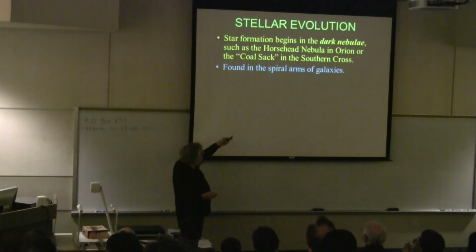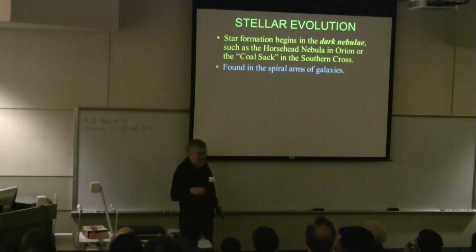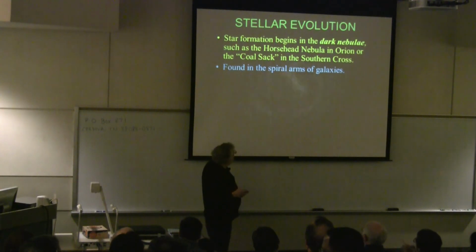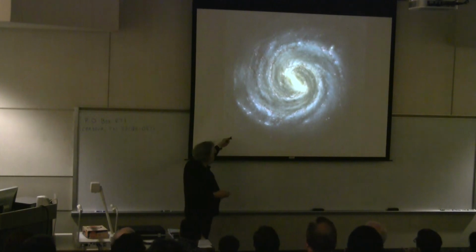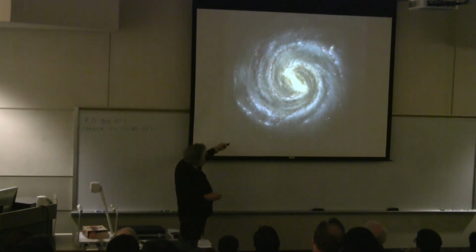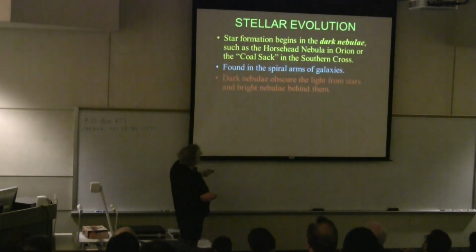They're found in the spiral arms of the galaxies. You saw that drawing earlier. Well, here it is again. I thoughtfully put it back in again. These little pink areas here are these dark areas, the dark nebulae that are in the spiral arms of the galaxies.